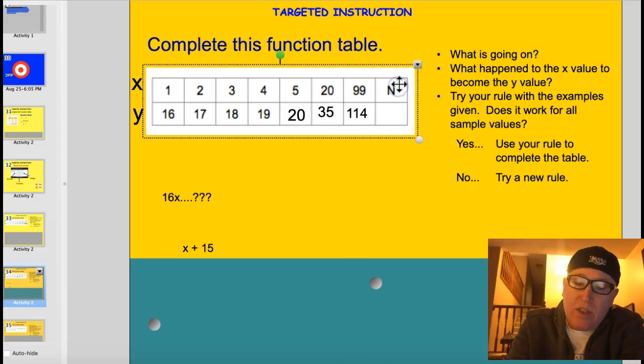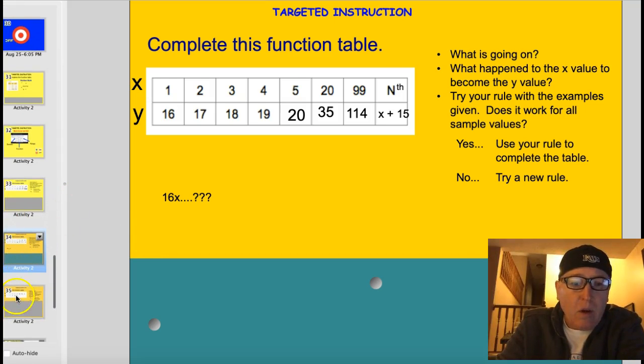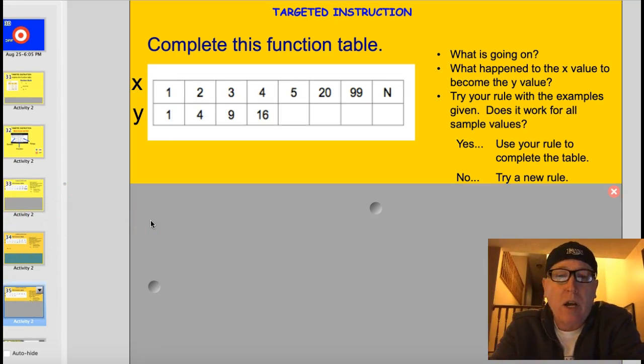The old nth term here, well, you would see, so just take any x term, and add 15 to it to get that nth term. So the y is equal to x plus 15. All right. One more for your pause problems here. Give this a shot.